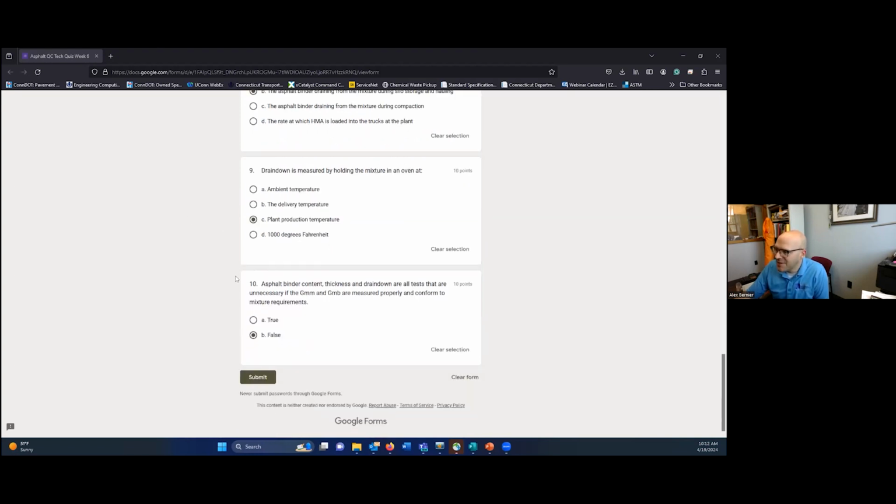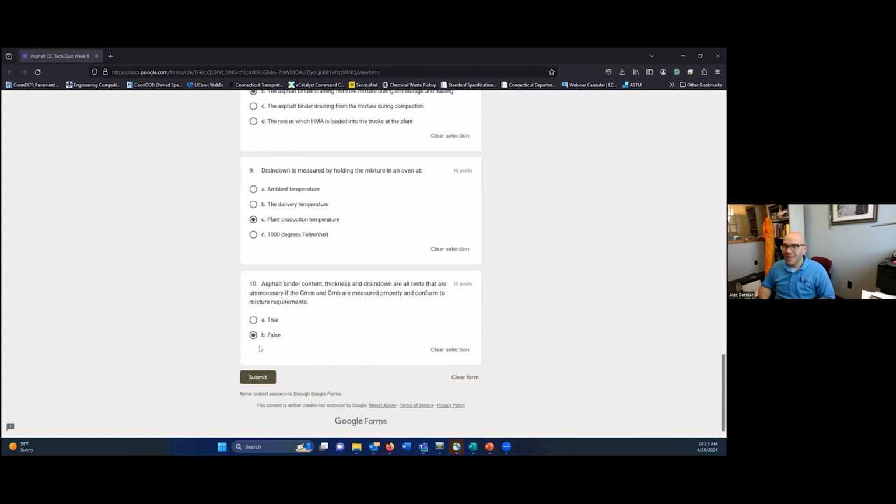And finally, last question from quiz 6. Asphalt binder content, thickness, and drain down are all tests that are unnecessary if GMM and GMB are measured properly and conform to the requirements. That is false. We always have to monitor asphalt content, the thickness of our mat that's being placed, and drain down, right? They're actually separate concerns.